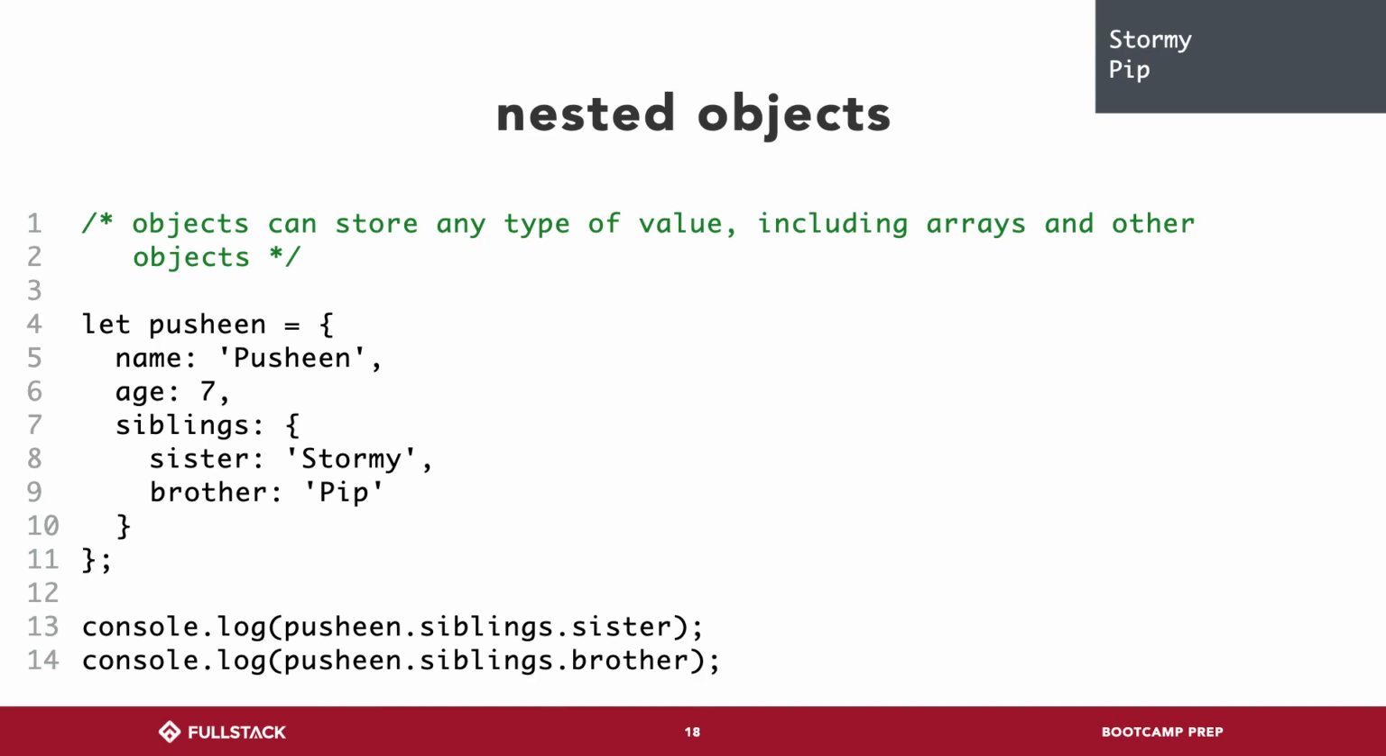Now, Pusheen has a siblings key, and its value is an object. And inside of that object, there are two key-value pairs. Sister Stormy, and then brother Pip. So I do Pusheen.siblings.sister. And if it goes on and on and on, it's just dot this, dot that, dot this, dot that. It links off of each other. You go into it. Okay?